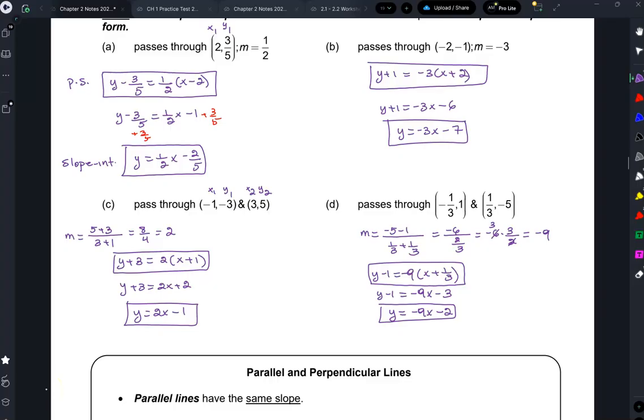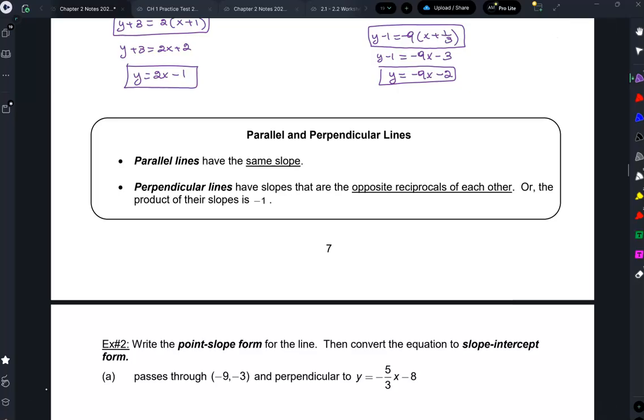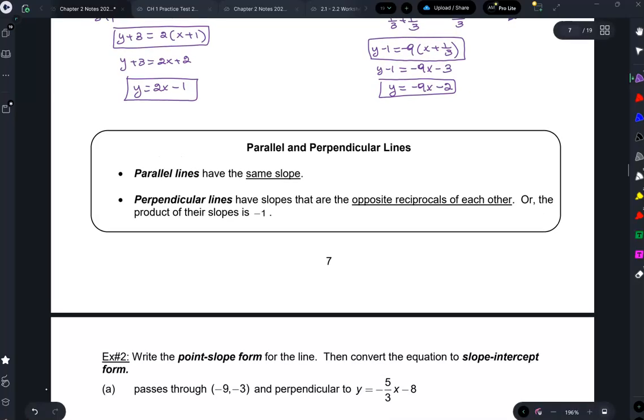Okay, so now let's talk about parallel and perpendicular lines. Very simple. Parallel lines have the same slope. Perpendicular lines have slopes that are the opposite reciprocals of each other. That means if the slope of one line is 2/3, what's the slope of the perpendicular?